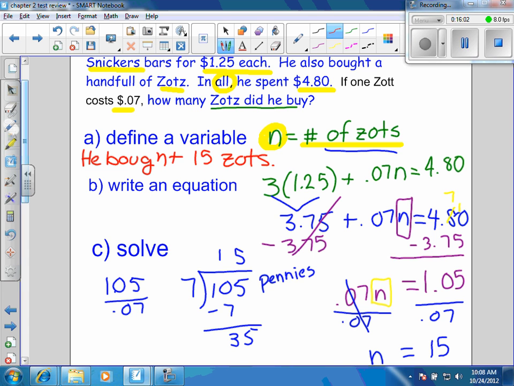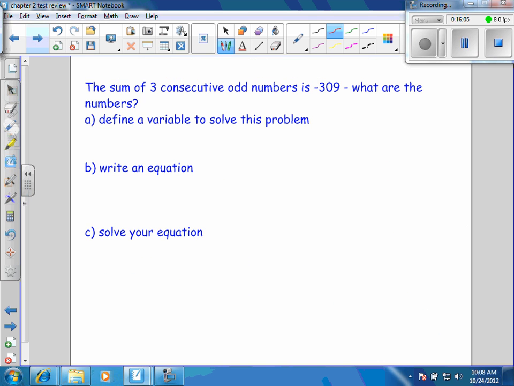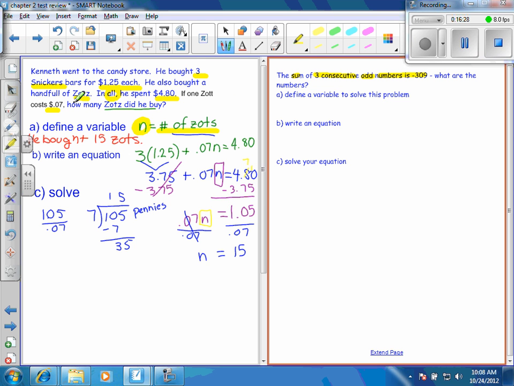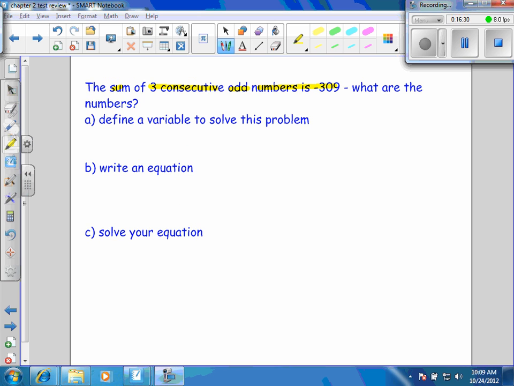All right. Let's do one more, and then it's going to be about time to go. Just a second, Nadiv. This problem here: the sum of 3 consecutive odd numbers, we talked about this the other day, is negative 309. You have to define a variable, write an equation, and solve your equation. Nadiv, did you have a question on that? I'm going to pause here. How many people need help getting this one started? Okay, let's just do it together.